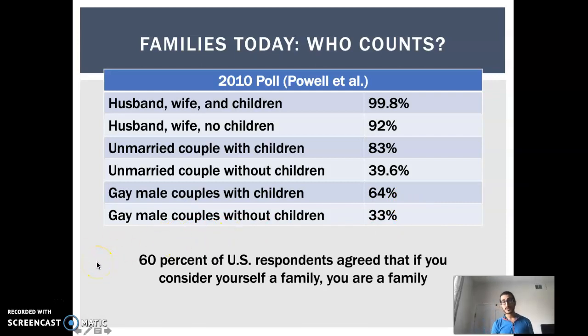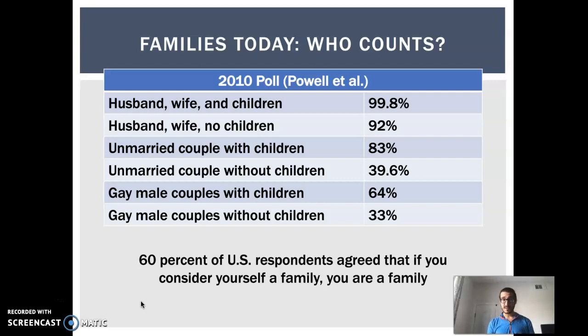Interestingly, 60% of US respondents agreed that if you consider yourself a family, you are a family. So, this is an interesting kind of counterpoint to this here. 60% of adults thought that as long as you consider yourself to be family with someone, regardless if you're legally recognized as family, regardless if you're related through bloodlines, if you think you're family with someone, then you are family with that person. And so that's kind of cute and warm and fuzzy to think of it that way.